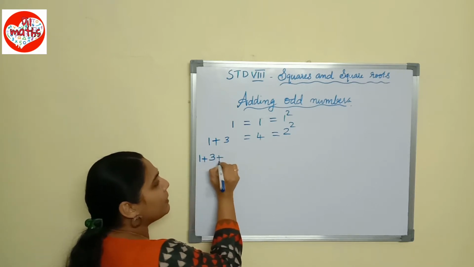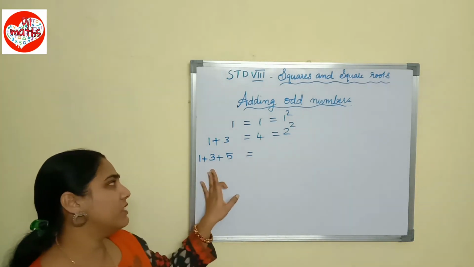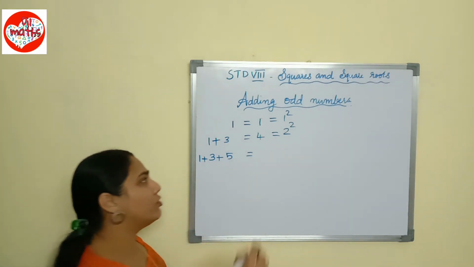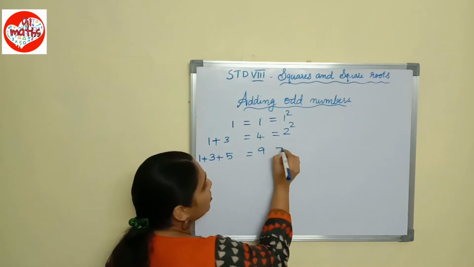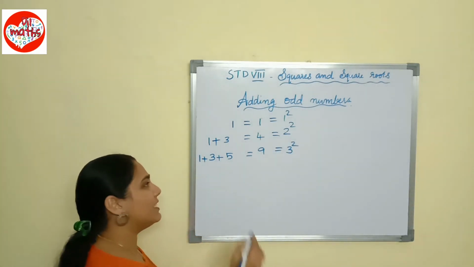Next, again I am going to take the next odd number. 1 plus 3 plus 5. Okay. So what will I get? 1 plus 3 is 4. 4 plus 5 is equal to 9. That's equal to, you can write as 3 square. 3 square is equal to 9 only. 3 into 3 is equal to 9.